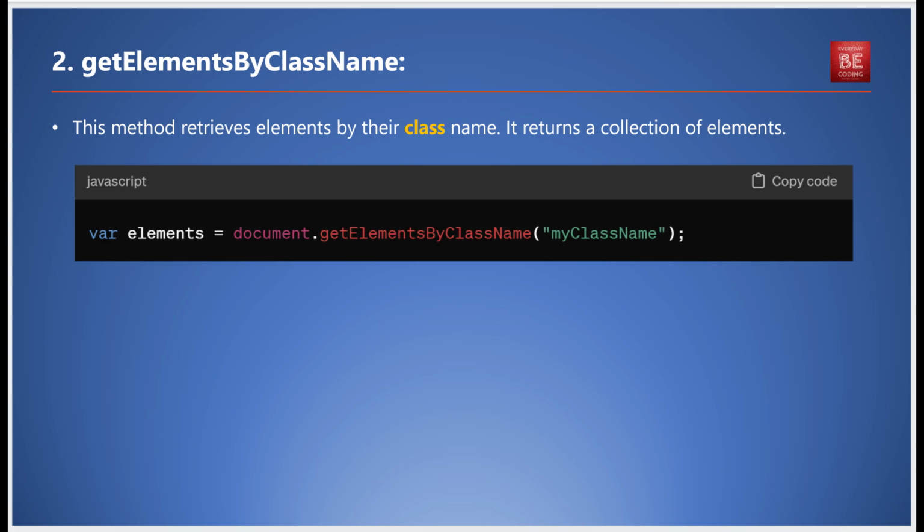Next up, we have getElementsByClassName. This method retrieves elements by their class name. However, unlike getElementById, this method returns a collection of elements. Look at this example: var elements = document.getElementsByClassName('myClassName'). This code fetches all elements with the class name myClassName.